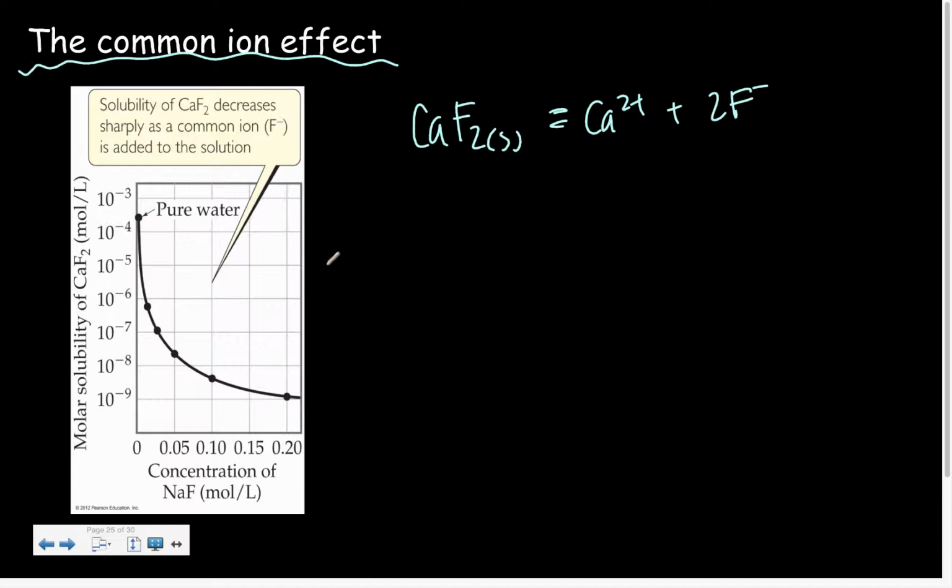So, common ion effect, just like it says, is the effect of having a common ion in the solution. If we were talking about calcium fluoride, for example, this says that the solubility of calcium fluoride decreases as a common ion is added to the solution. So for example, calcium fluoride, as a common ion is added to the solution.